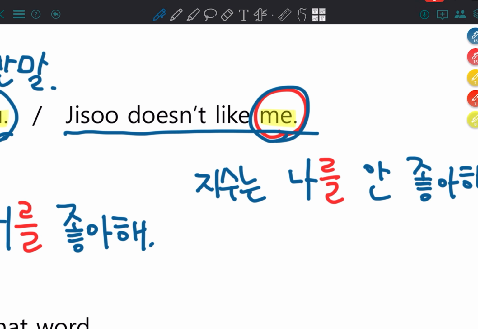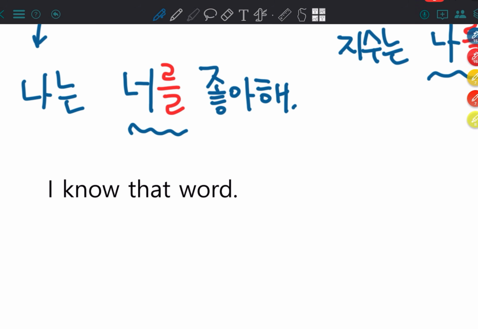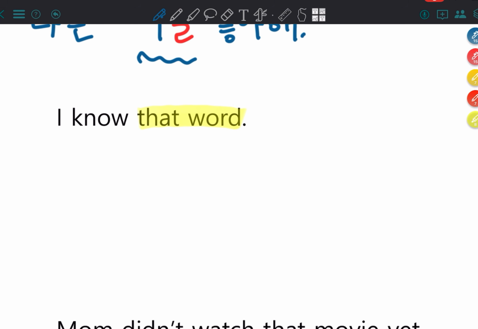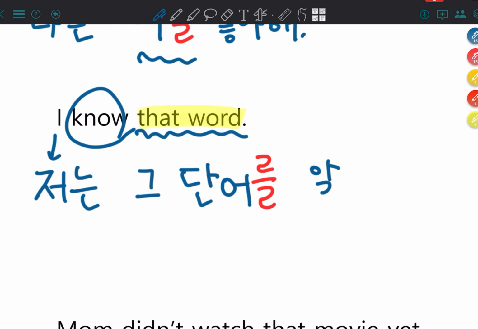So you can mark the object like this. This is very easy, right? This is very simple. If you identify what is an object in a sentence, marking the object with object marking particle is a piece of cake, right? So I know that word. How about I know that word? Let's switch to 존댓말. 저는, and that word is an object, so that word is 그 단어. And then we mark it with 를. And then the verb comes. 알아요.